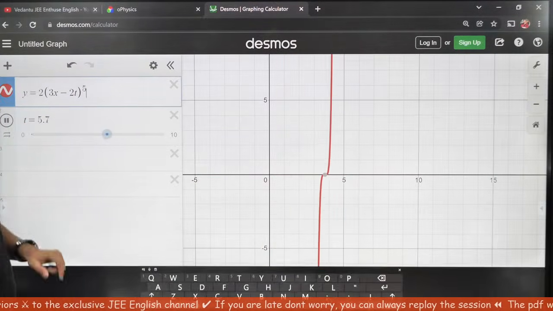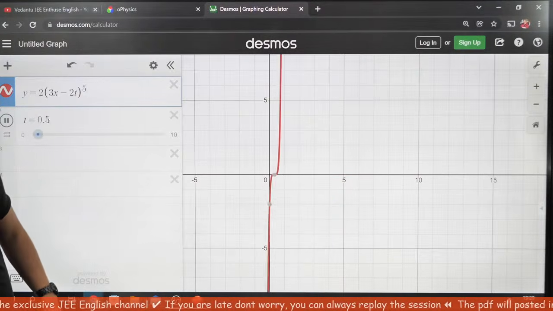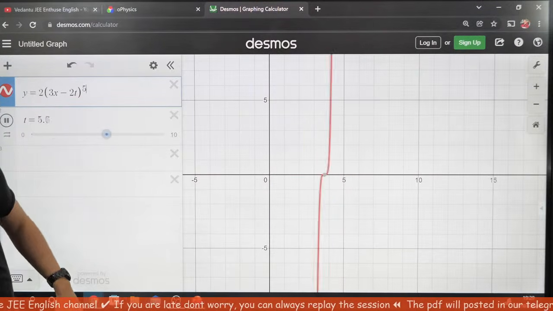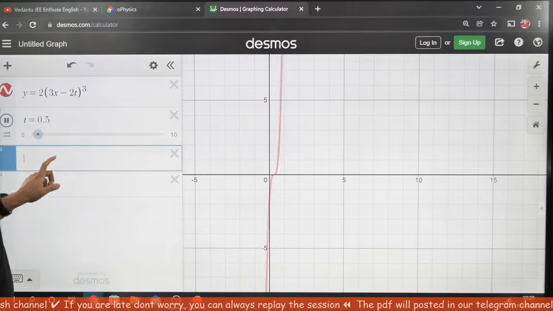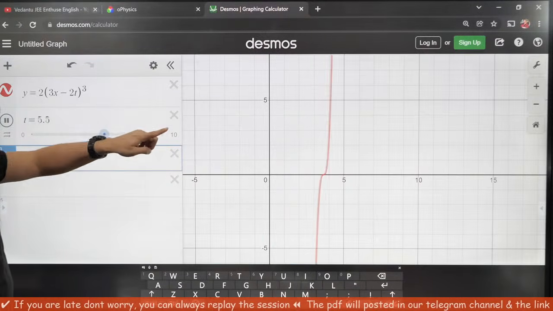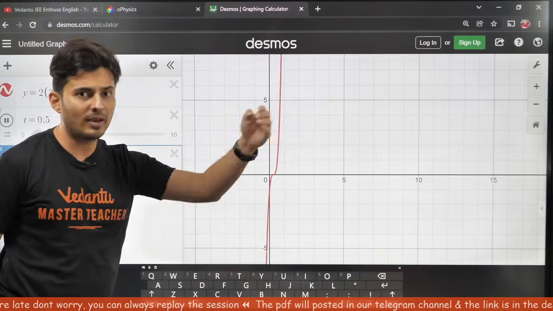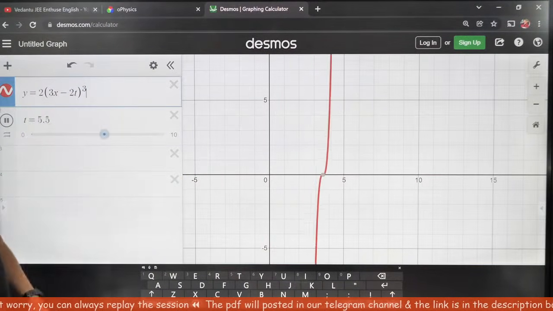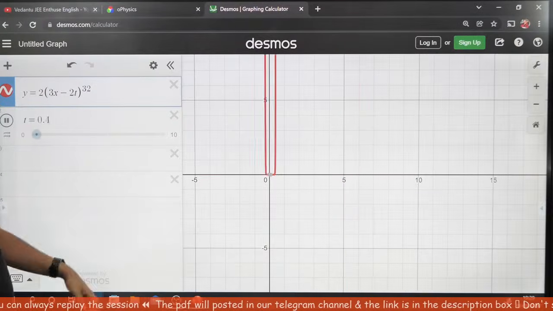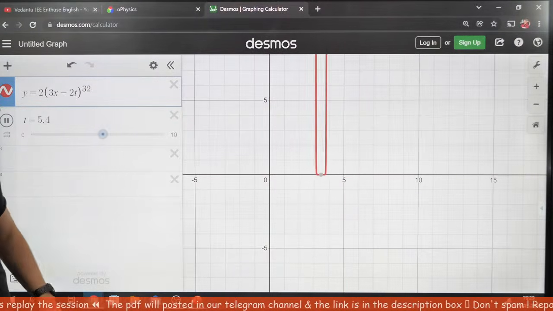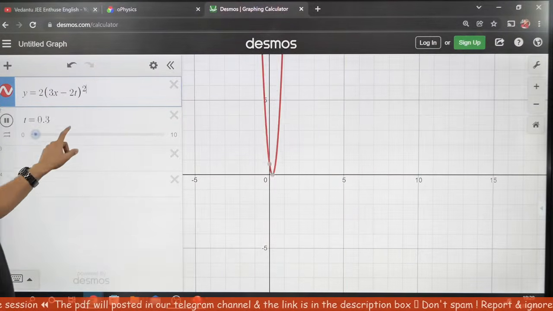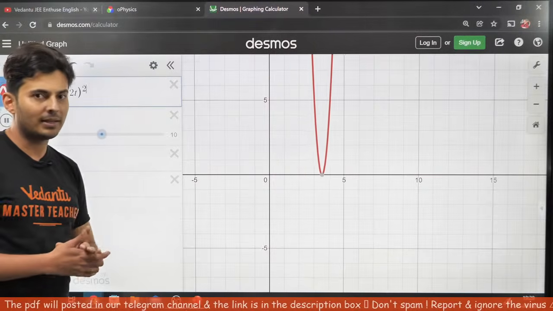Interesting. Let me change the power. Maybe I will make it cube and see what happens. Oh, it is still going. Definitely you can see that it's like a wave which is traveling. Interesting. If I make it square, yep, it is going. It is definitely going from left to right.